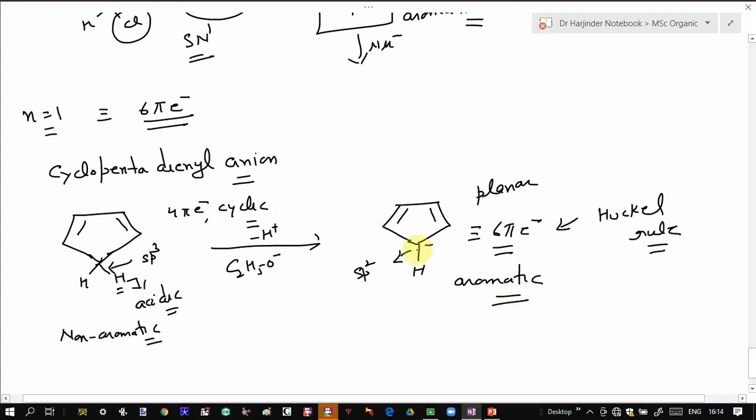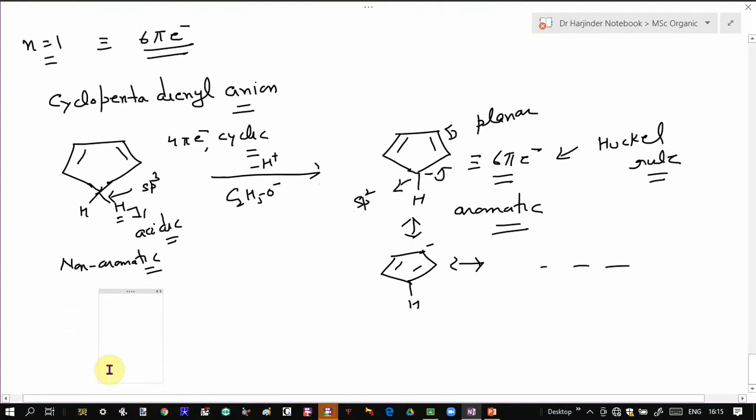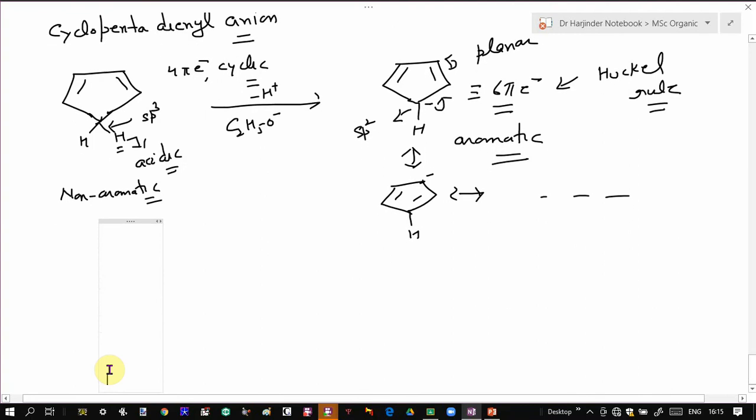You can write its resonance structures by moving this negative charge. You can easily write these resonance structures by moving this negative charge like this. And you can also write its resonance hybrid form. So the negative charge will be here, and then you again move the negative charge and so on. You can write down its resonance structures and the corresponding resonance hybrid. In the resonance hybrid, this negative charge will be delocalized over all these 5 carbons. So it's aromatic in nature.